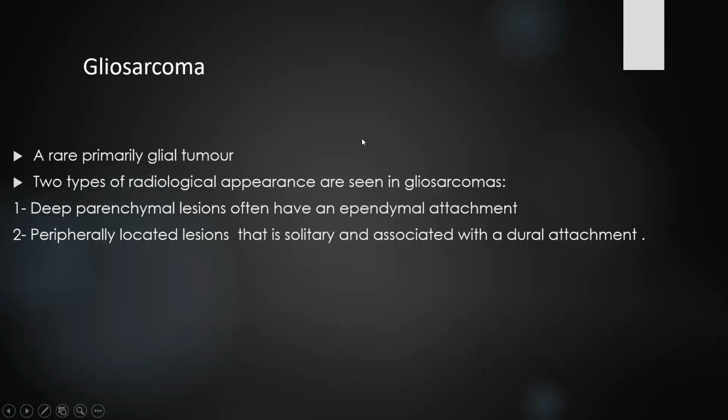Gliosarcoma is a rare primary glial tumor. Two types of radiological appearance are seen in gliosarcoma: a deep parenchymal lesion often with an ependymal attachment, or a peripherally located lesion that is solitary and associated with a dural attachment.